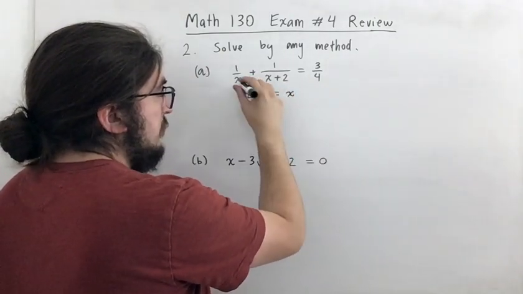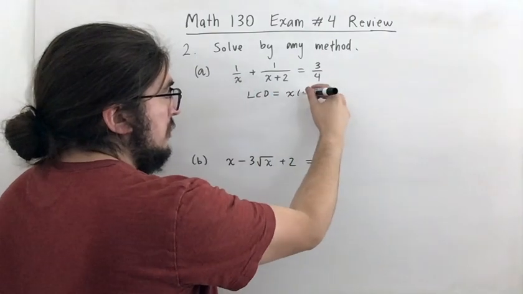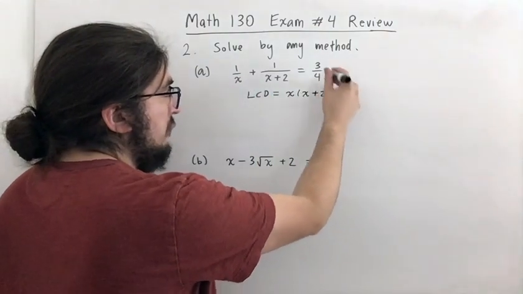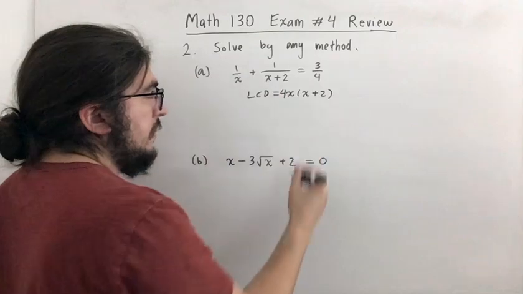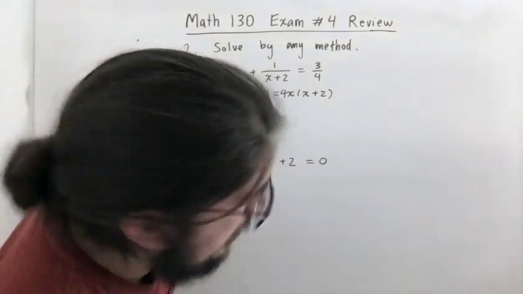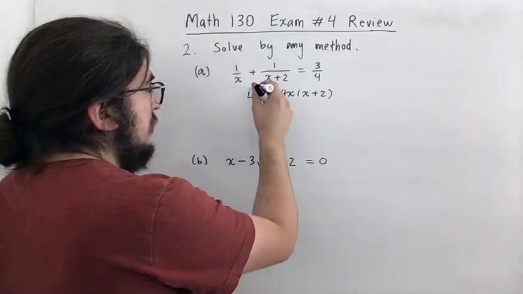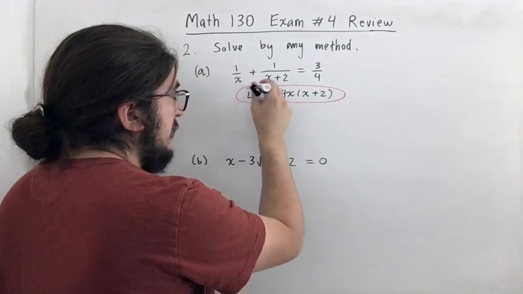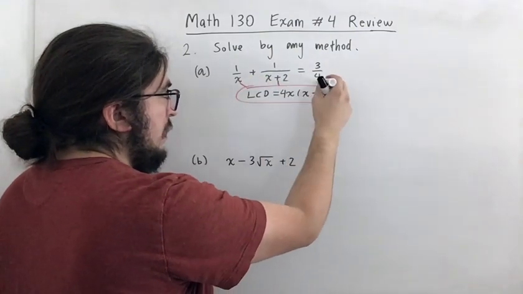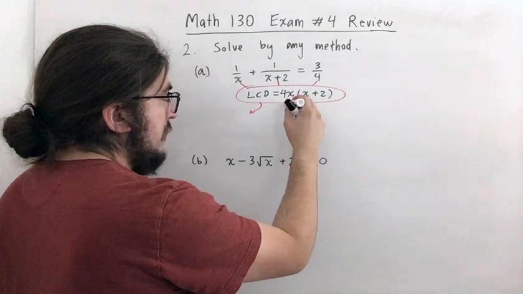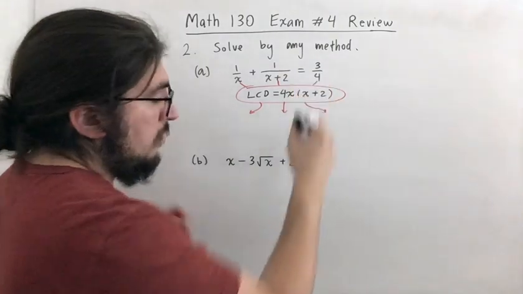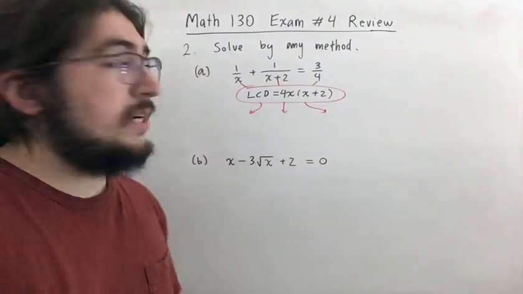Well, we need x from this denominator, x plus 2 from that denominator, and we actually also need a 4 from this denominator. So let me sneak that 4 right there. Okay. Now, what I want to do is multiply each of these terms by this least common denominator and basically filter out these denominators from our expression, so our expression now will have no fractions.